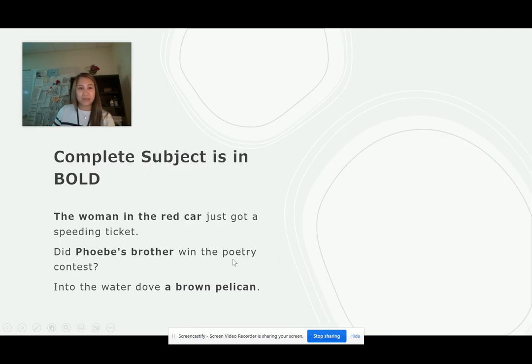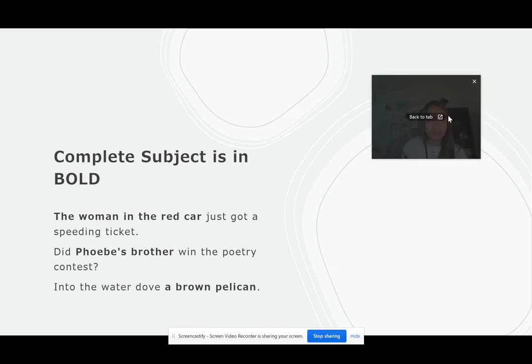Okay? What else? So let's look at this complete subjects. The woman in the red car just got a speeding ticket. So, what is our subject here? Simple subject, the woman. Complete subject, the woman in the red car. Okay. Did Phoebe's brother win the poetry contest? Which is our subject? Phoebe's brother, okay, yeah, Phoebe's brother, which is our complete subject, Phoebe's brother again.